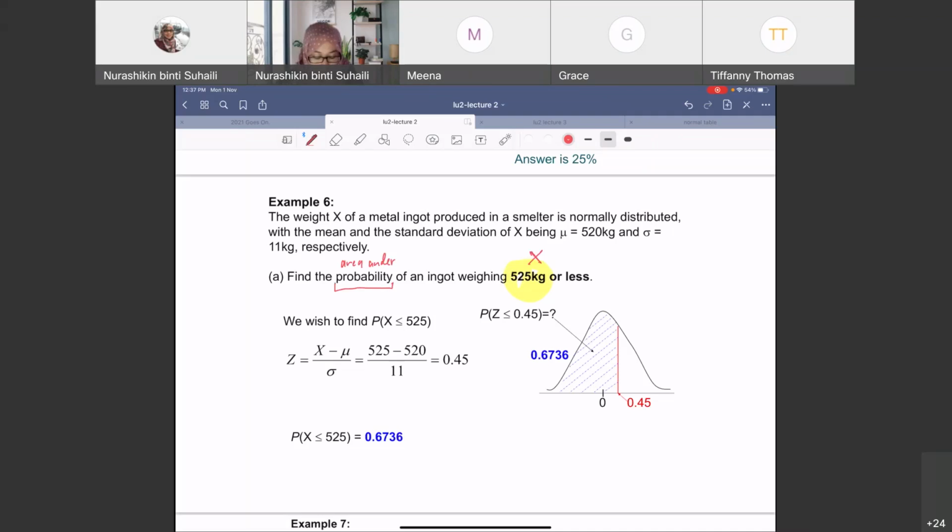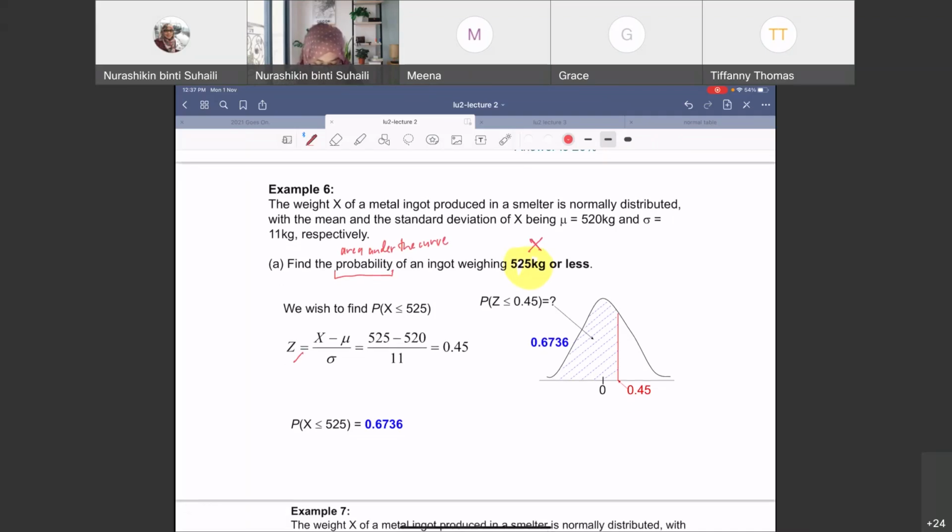It's all about the probability. Area under the curve, right? So convert it into Z first, okay, Z. That's why you apply this, and it's given to you the mu and the sigma. So the Z here is 0.45. And how do you know which side to shade? You have to refer to the question, like this one. The question asks what's the probability of 525 or less.